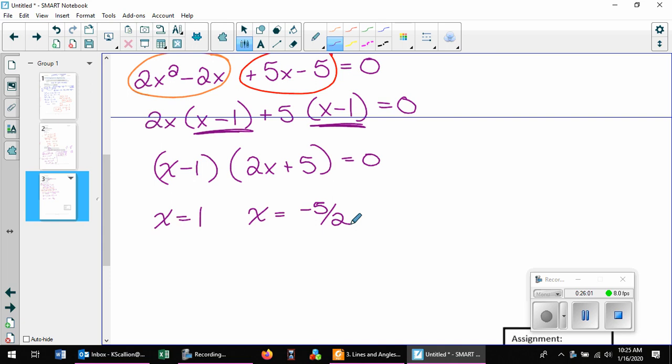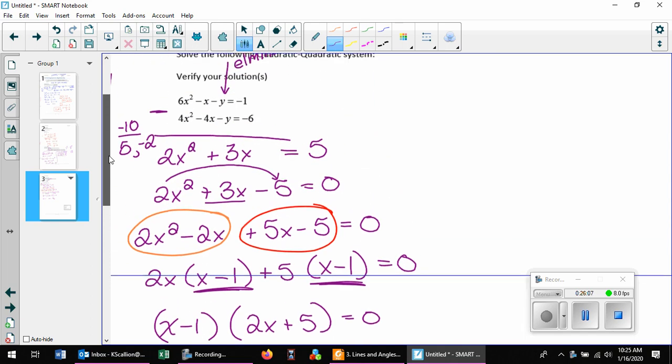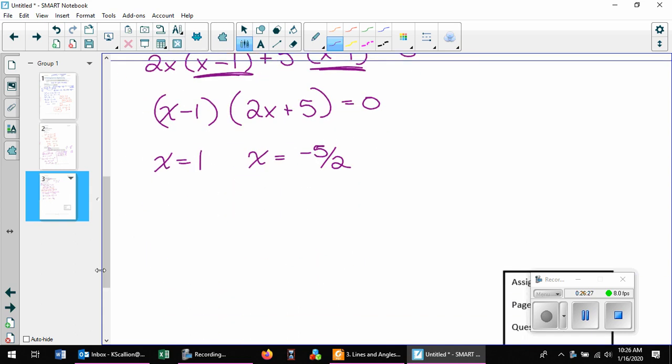Anybody see the problem? Not a problem. It's going to take a little bit more thinking. First one's nice and easy. If I put a positive 1 in here, I get 6 minus 1 gives me 5. So I'm going to have 5 minus y equals negative 1. Y equals 6. You guys agree with me? That's nice. I can do that in my head. Well, I kind of wrote it down.